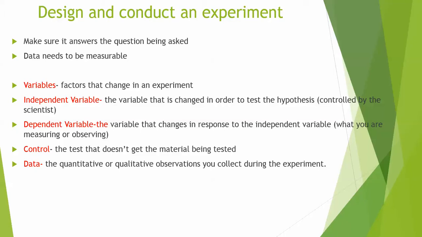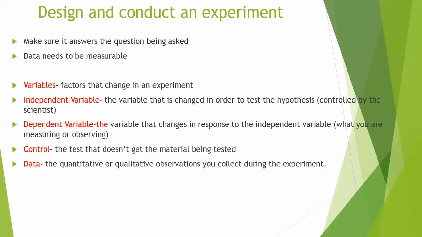Then in some cases there's a control, and that is when you're doing a test and it is not getting the material tested. The one we'll do in class tomorrow, I will have an example of this. So the control is the one that does not get the material being tested. And then of course data, you know that data can be numbers, but it can also be that qualitative piece. So it can be quantitative or qualitative observations that you are collecting during the experiment.